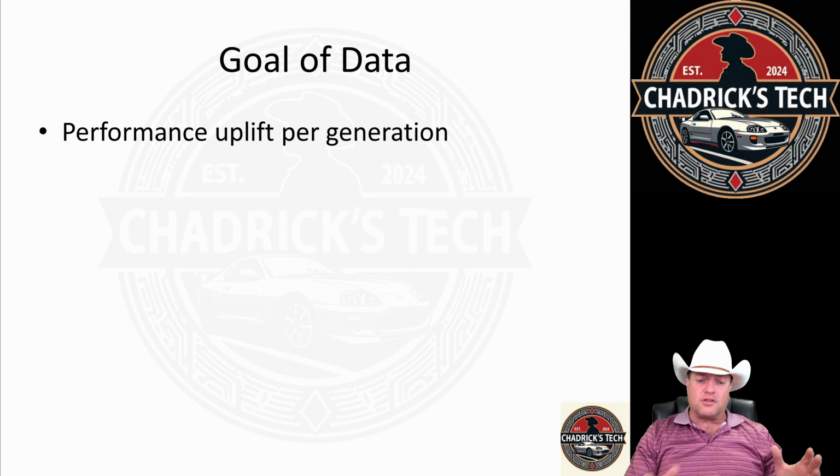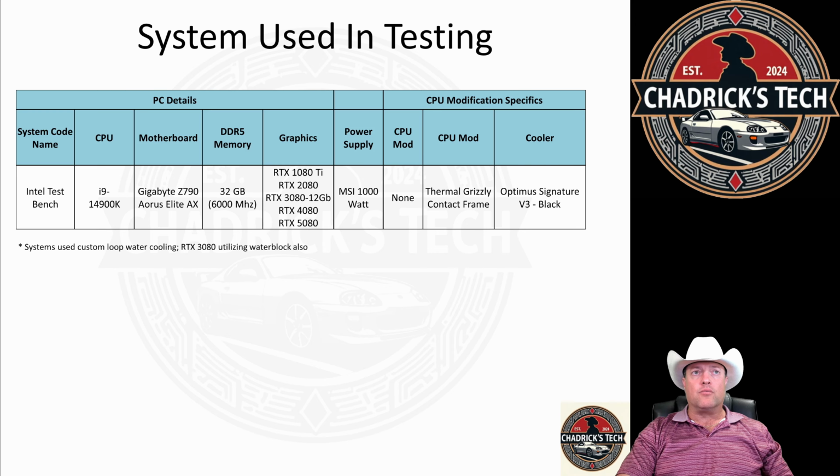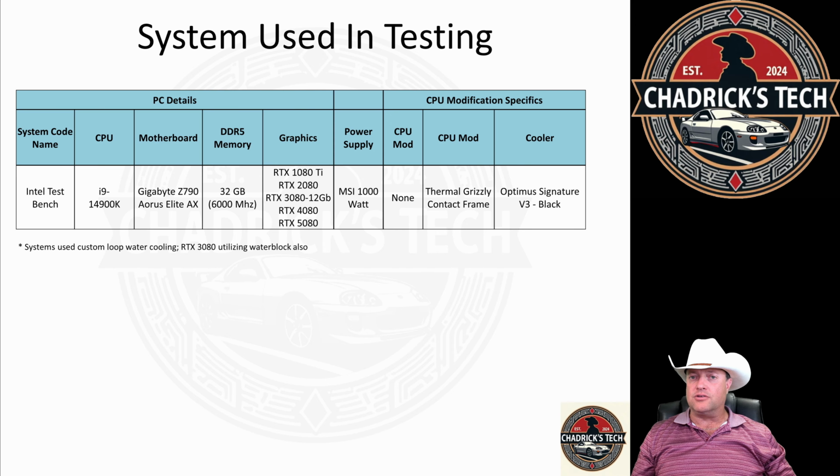So the goal is, let's look at what the generational uplift is from a 1080 to a 2080 and so forth. And we're going to make it a little easier because I usually have multiple systems that I run these things through. We're going to just narrow it to one bench, Intel bench, the i9 14900K, and looking at the 1080 Ti, 2080, 3080 12 gig, 4080, 5080. I do have a 3080 Founders for this one. It's easier to pull together the 3080 12 gig data.